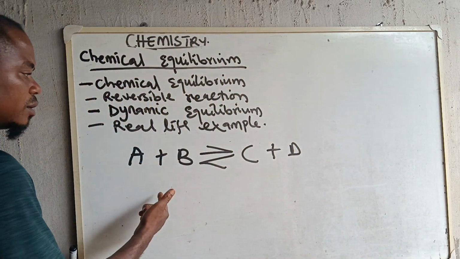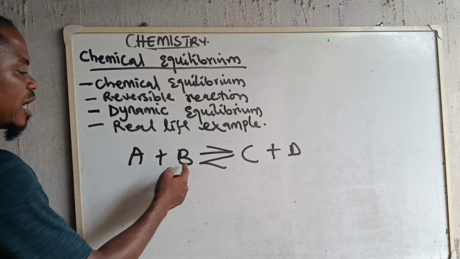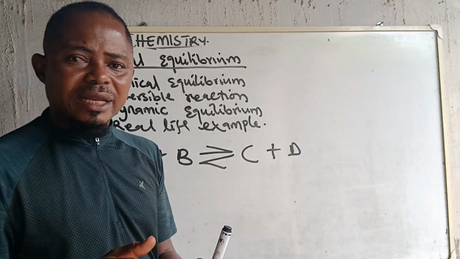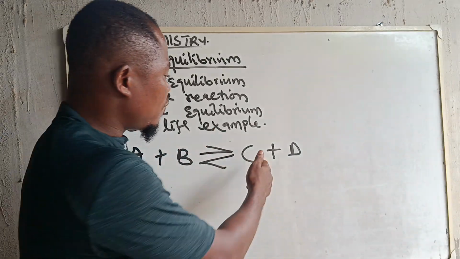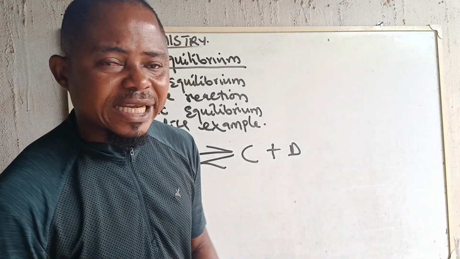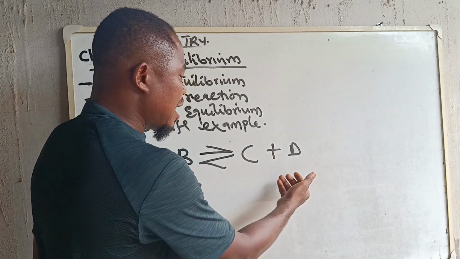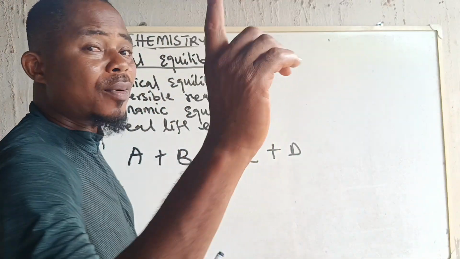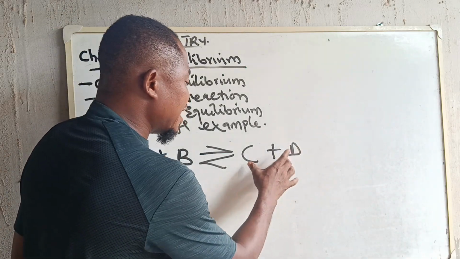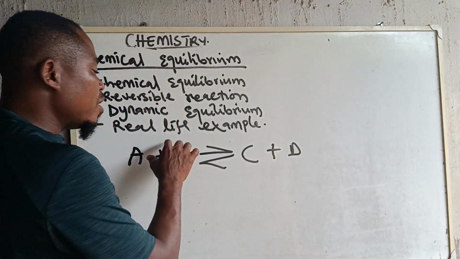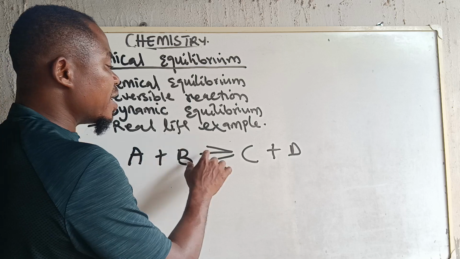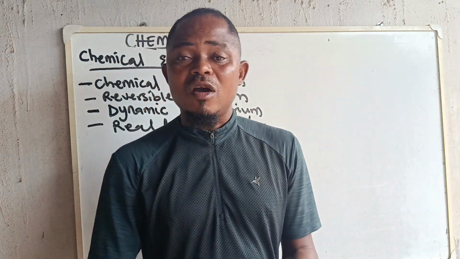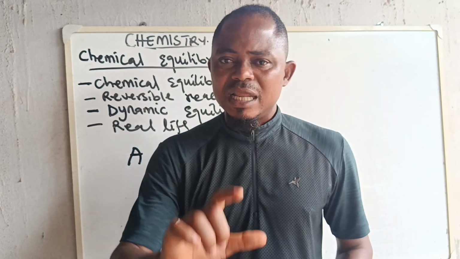In this equation, A reacts with B to form C and D. When the reaction begins, A will react with B quickly to form C and D. But over time, C and D will start reacting and forming A and B gradually. It will build up to a point whereby the rate at which C and D react to form A and B is equal to the rate at which A and B react to form C and D. At that point, we say dynamic equilibrium has been established.